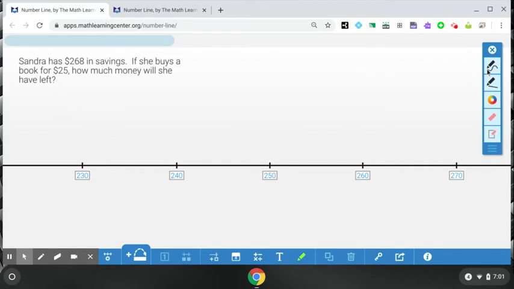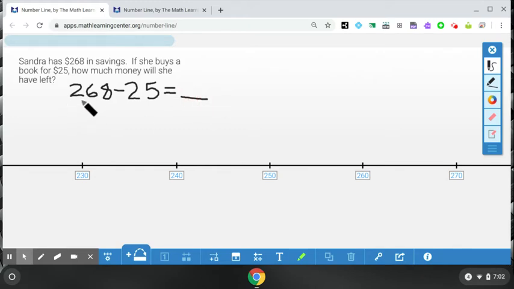And in this problem, we see that we have $268 in savings. And then we notice that we buy a book for $25. So we're going to take away $25. And then we need to find out how much money we have left.